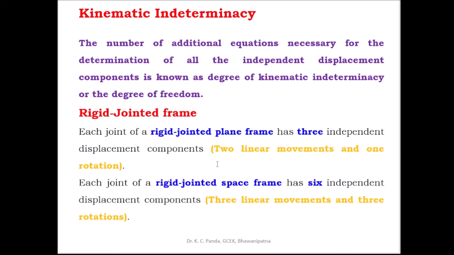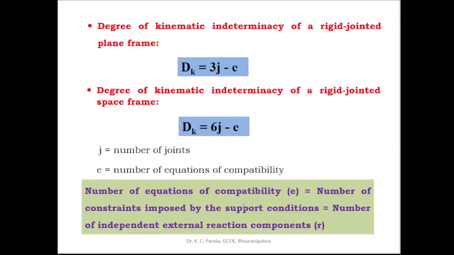Whereas in the case of a rigid jointed space frame, at each joint there are six independent displacement components: three linear displacements and three rotational displacements. Then how do we determine the degree of kinematic indeterminacy of a rigid jointed plane frame?